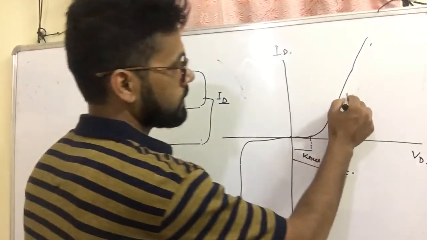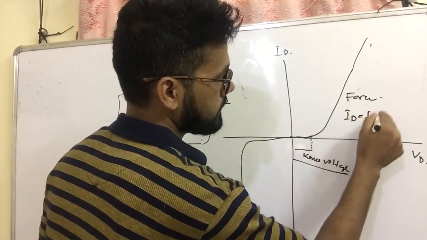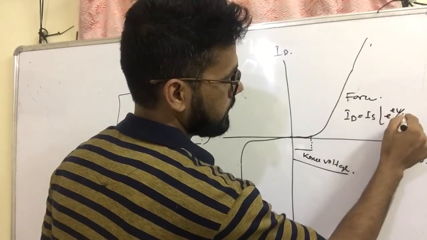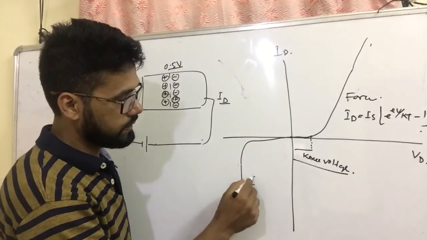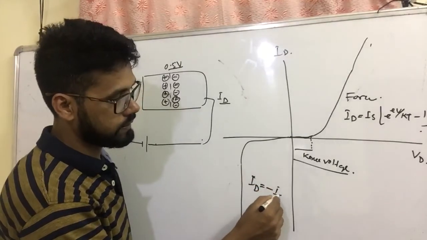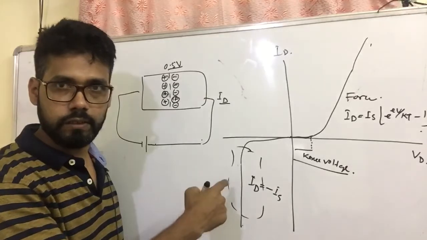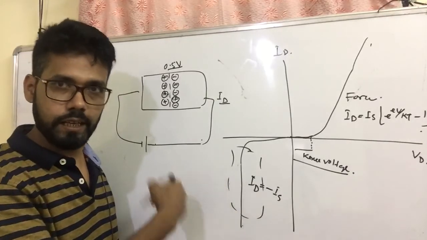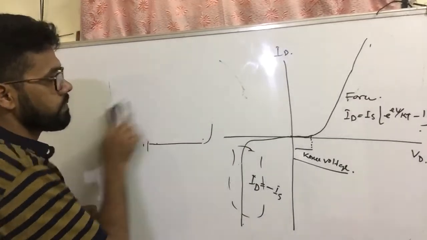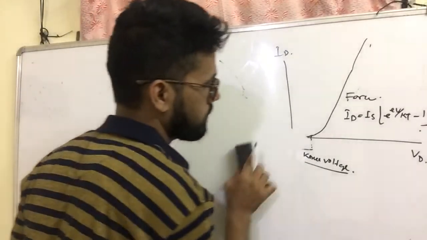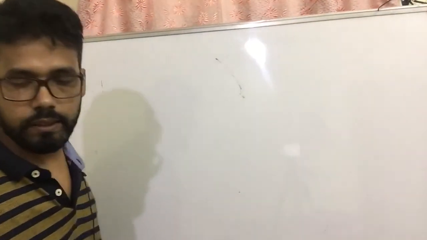And this is the forward current, represented by ID equal to Is e to the power eV by kT minus 1. And this is the reverse current, ID equal to minus Is. And the reason is, sir has already discussed, this is the general reason. I will not discuss that part because I am going to the transistor part. Okay. This is in case of diode. Okay. Now I am going back to the transistor.